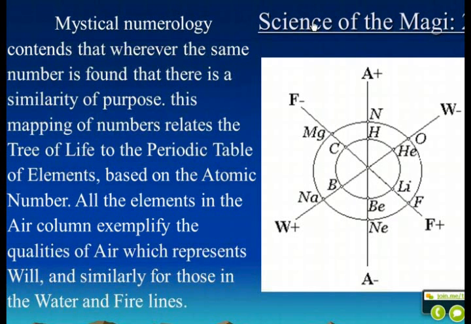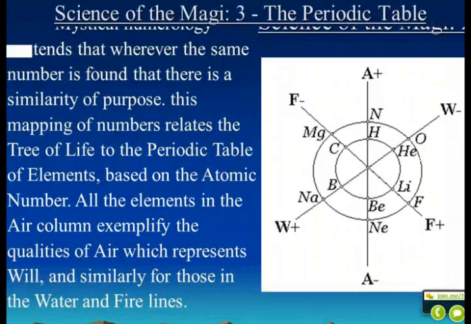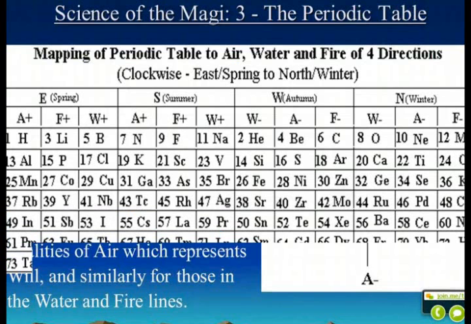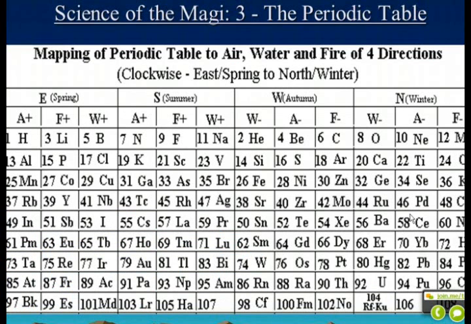This mapping of numbers relates the Tree of Life to the periodic table of elements based on the atomic number. All the elements in the air column exemplify the qualities of air, which represent will, and similarly for those in the water and fire lines. So then we come up with this mapping to the periodic table. So the significance of this is that it might be true. And if it is true, it has great scientific significance.